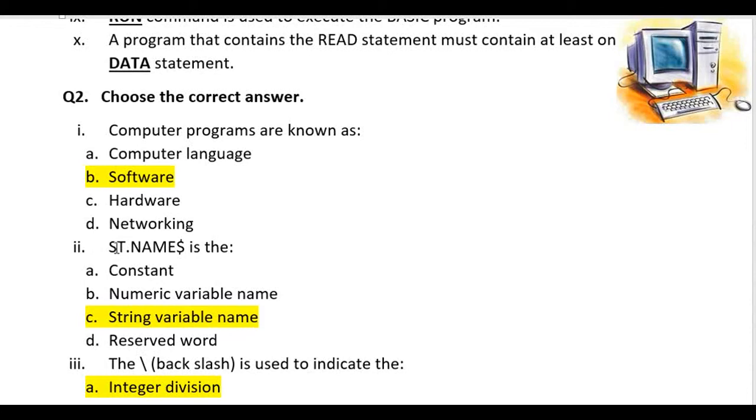Second MCQ is the name that starts with st. and ends with the dollar sign is the string variable name. It's a valid string variable name. We know that any string variable in the BASIC programming language ends with the dollar sign.